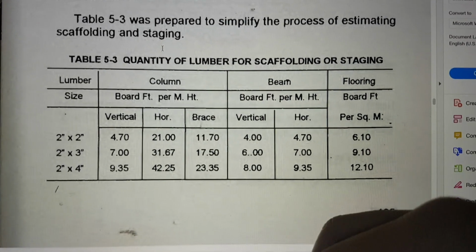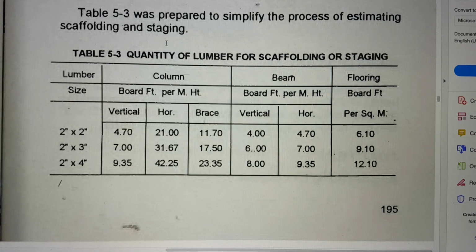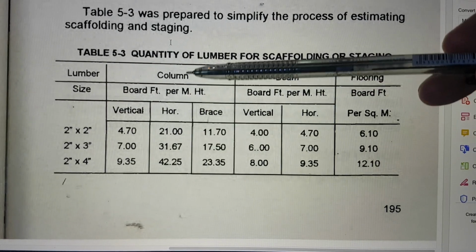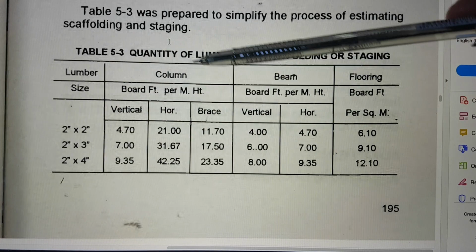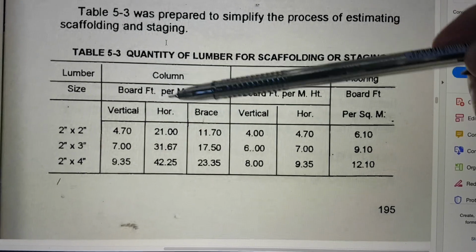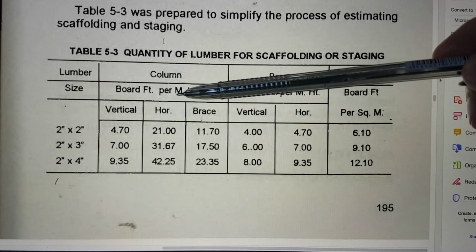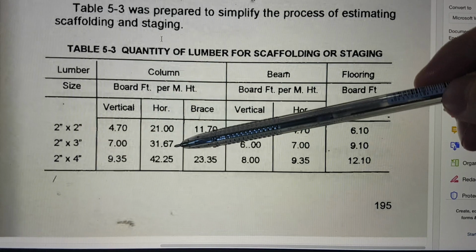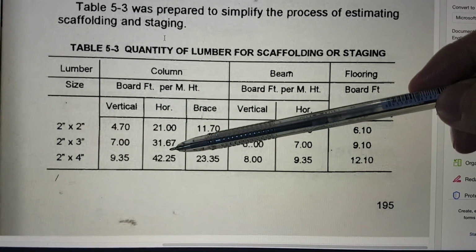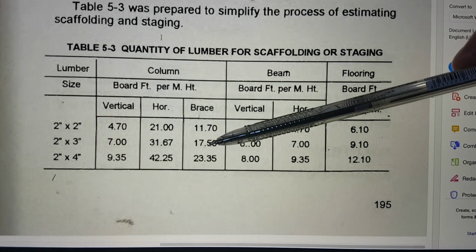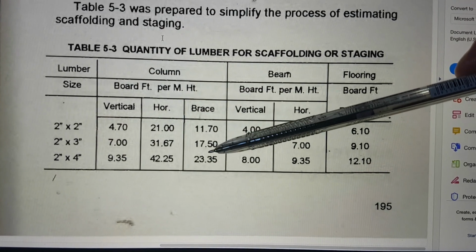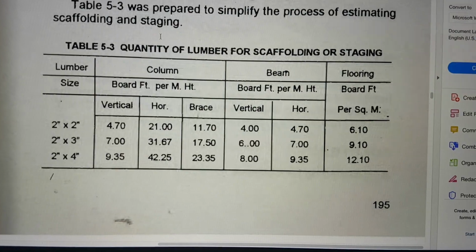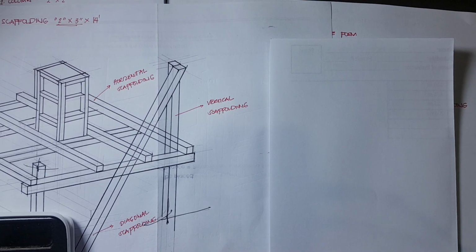Since we are using the 2 by 3 size, and we are estimating for the column scaffolding, it would be 7 for the vertical, 31.67 for the horizontal, but for the horizontal we're going to divide it by 2 because this is quite big. And for the brace or the diagonal, it would be 17.50. By the way, it is not per square meter, it is per meter height, or per meter length rather.